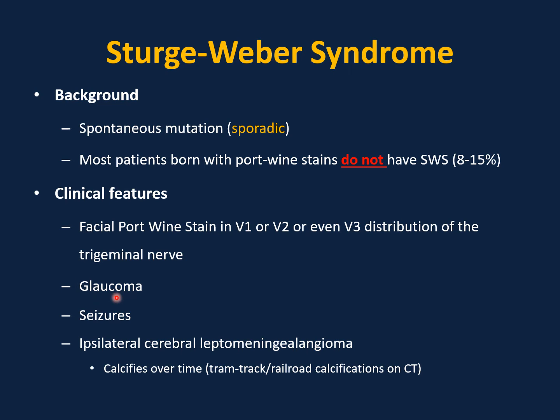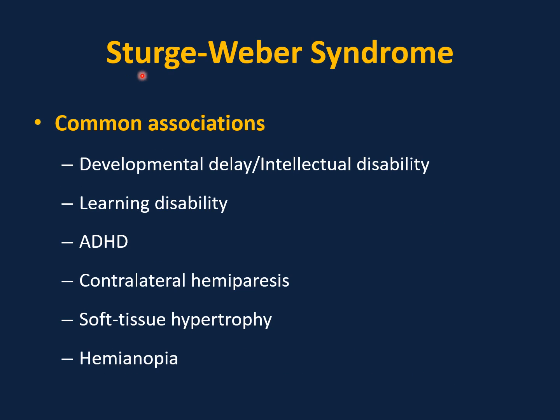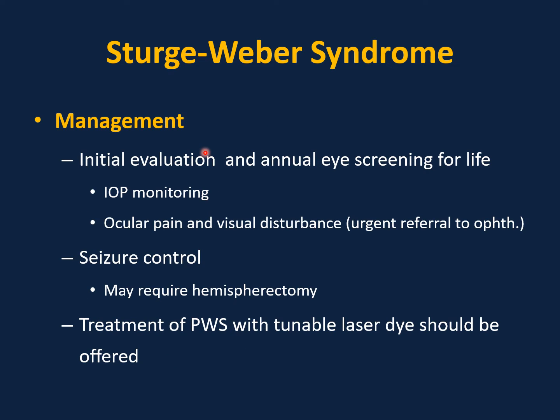Glaucoma is very important, and this may appear even after birth. Seizures: ipsilateral cerebral leptomeningeal angioma, which calcifies over time and can cause a tram-track railroad calcification in the CT scan. Common associations with Sturge-Weber syndrome are developmental delay, intellectual disability, learning disability, ADHD, contralateral hemiparesis, soft tissue hypertrophy, hemianopia. Management of Sturge-Weber syndrome: initial ophthalmic evaluation should be started after birth.